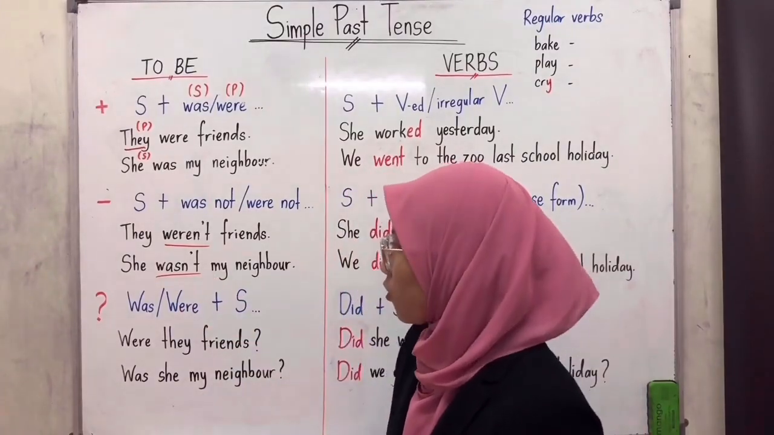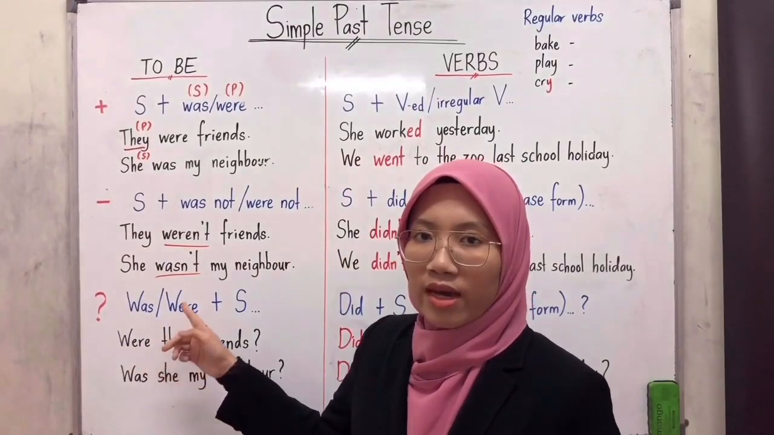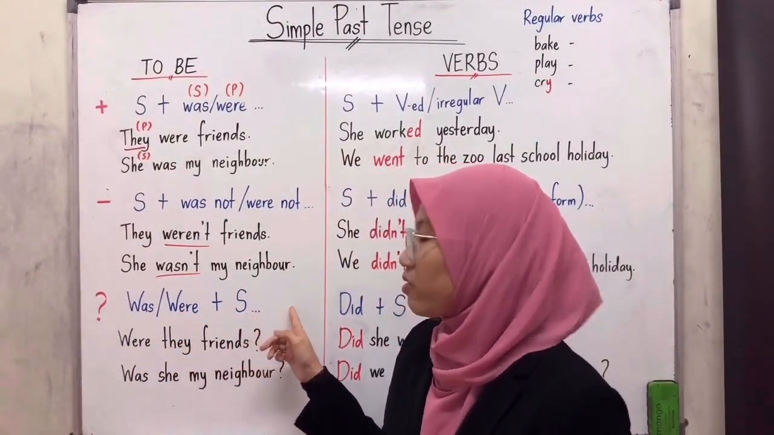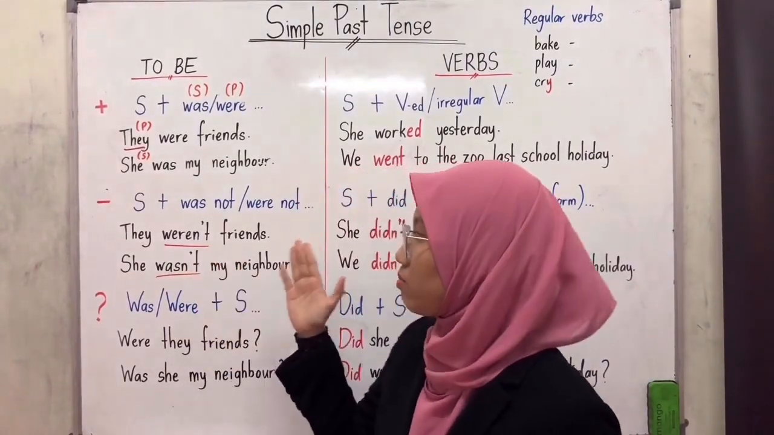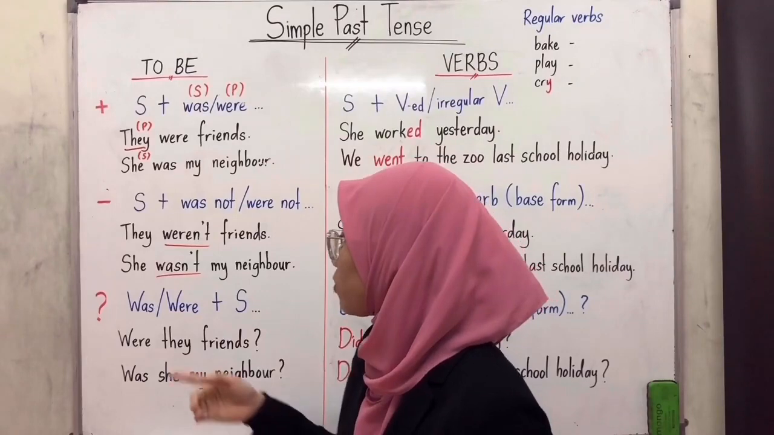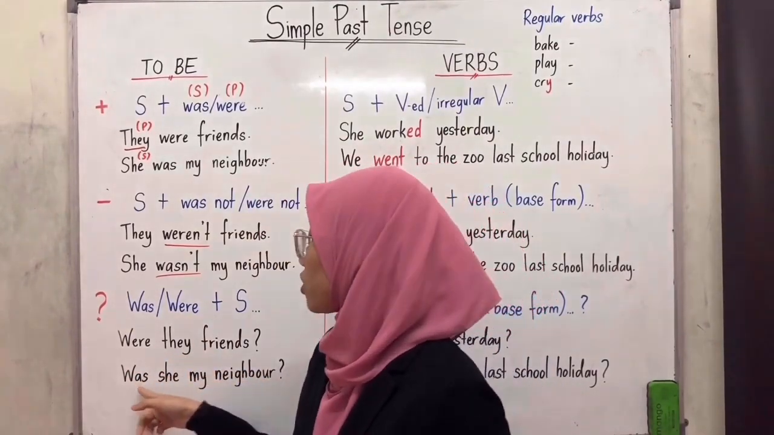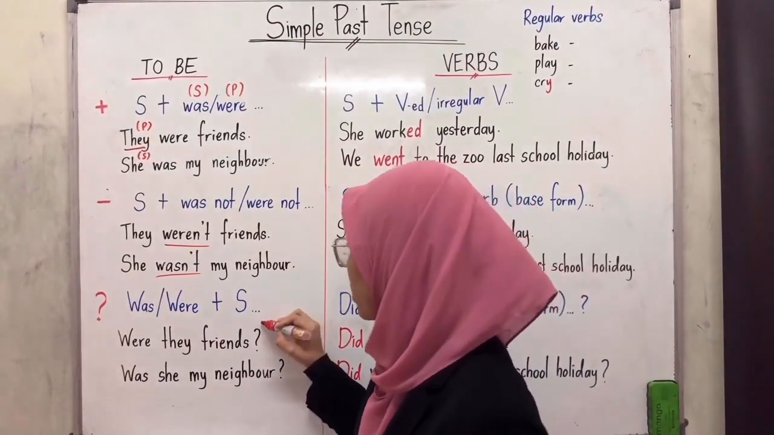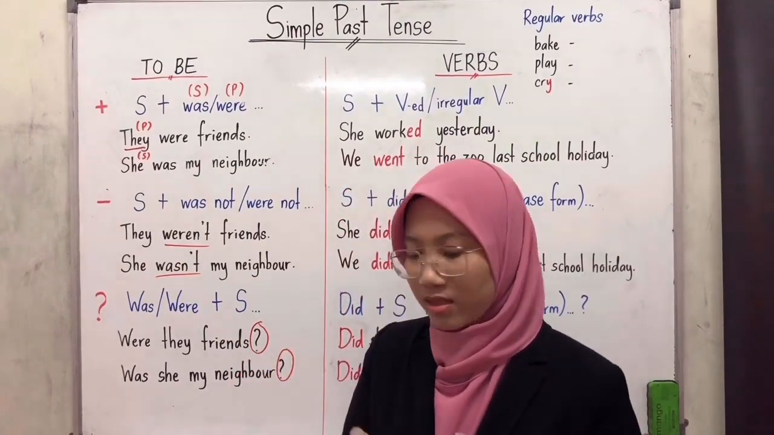For a question statement, we put was or were at the start of the sentence, followed by the subject and the rest of the sentence. Using the same examples as above, we just put: Were they friends? Was she my neighbor? Don't forget to put a question mark at the end of the sentence.